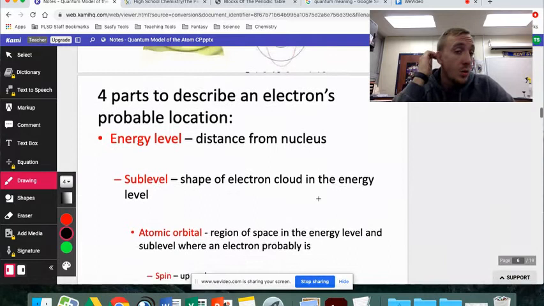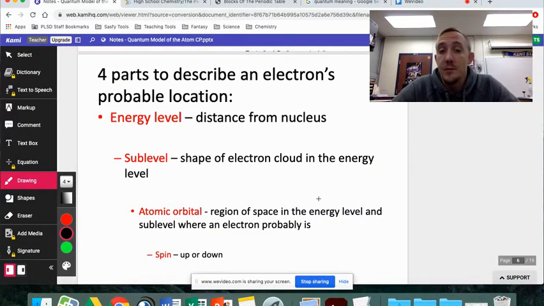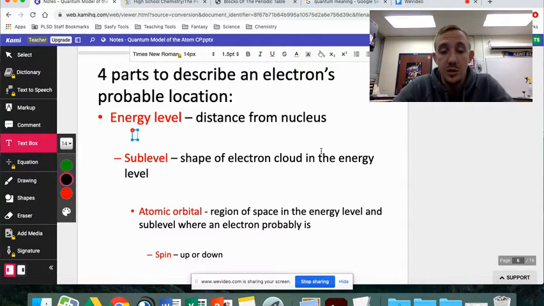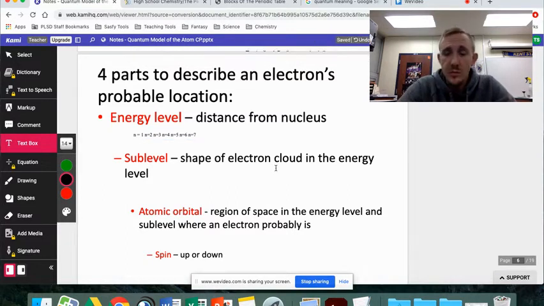So, ways to describe an electron and its probable location. We put it into 4 things. First, its energy level, so the distance from the nucleus. We've talked about N1, N2. So you'll have N equals 1, N equals 2, N equals 3, up through N equals 7. Obviously, N1 is going to be closest to the nucleus, N7 is going to be furthest from the nucleus.